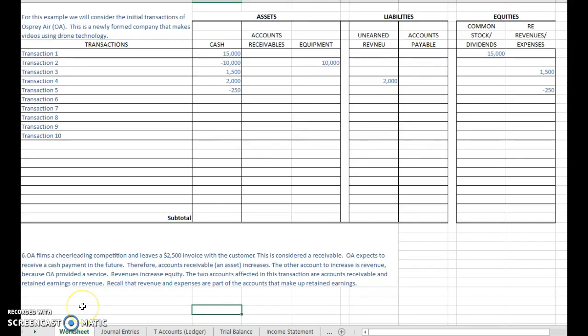OA films a cheerleading competition and leaves a $2,500 invoice with the customer. This is considered a receivable. OA expects to receive a cash payment in the future. Therefore, accounts receivable, an asset, increases. The other account to increase is revenue, because OA provided a service. Revenues increase equity. The two accounts affected in this transaction are accounts receivable and retained earnings or revenue. Recall that revenue and expenses are part of the accounts that make up retained earnings.